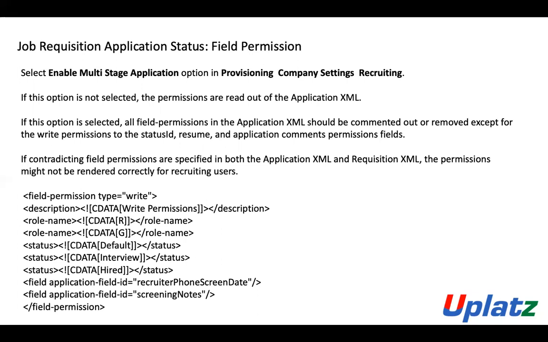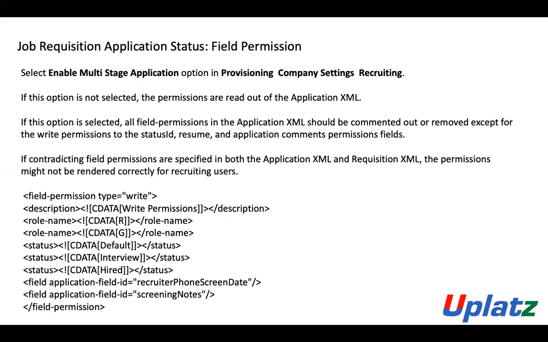And job requisition application status field permission, right? Now we have been talking about the job requisition XML template. So what happens in the case of a multi-stage application? In that case it's always required to enable multi-stage application support, and that has to be done in the provisioning. Provisioning is a separate instance, and if you are a super admin or an SAP implementation partner, you will have access to the SAP provisioning system as well.